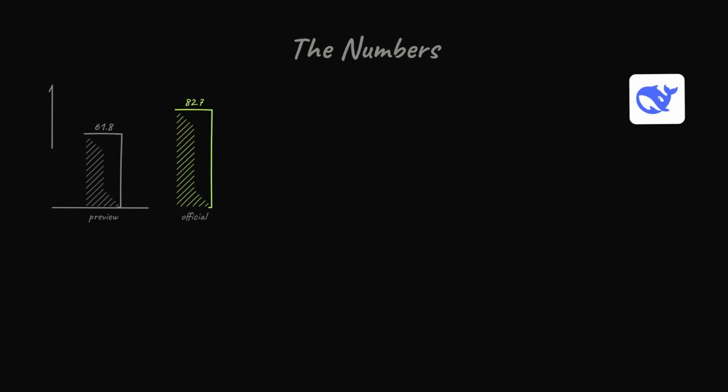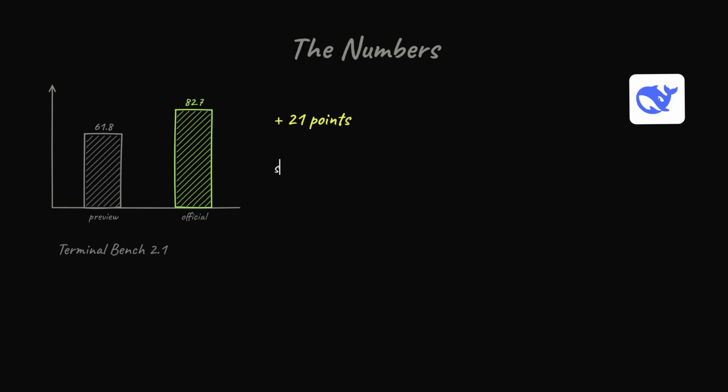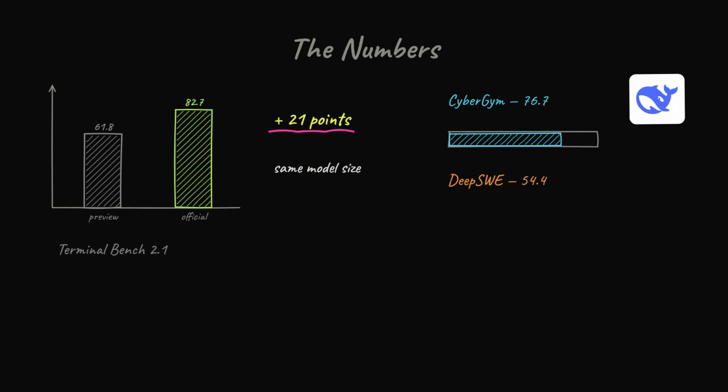Now the numbers, because this is the part that got my attention. On Terminal Bench 2.1, the preview scored 61.8. The official build scores 82.7. That is a 21-point jump on the same model size. On CyberGym, it's at 76.7. DeepSeek comes in at 54.4 and NL2 repo at 54.2.